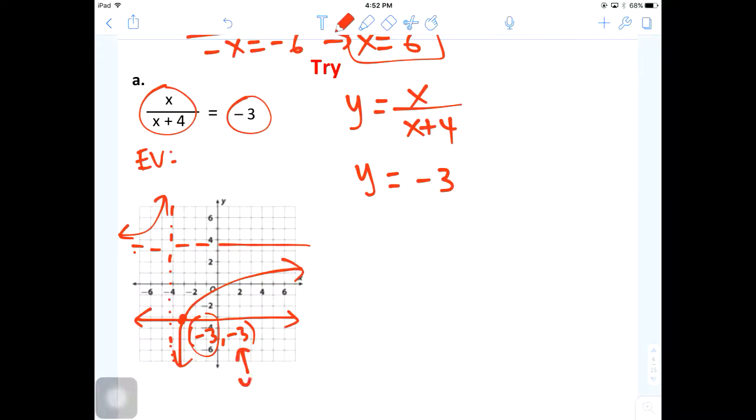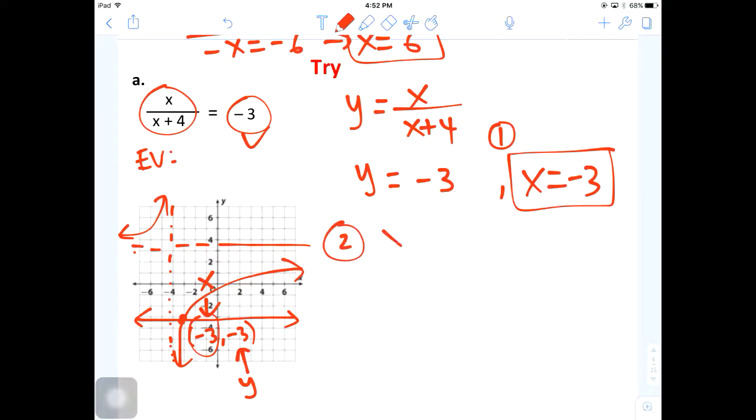So the y value is the second one, y equals negative 3, and the x value is what we're looking for. So therefore x equals negative 3 is where they meet, right? So therefore x equals negative 3 is the answer. And so let's go ahead and use math to verify.